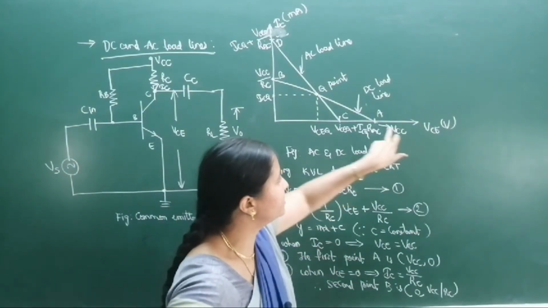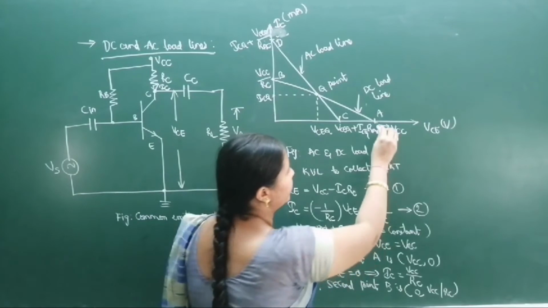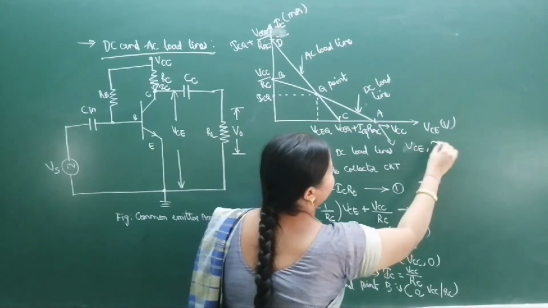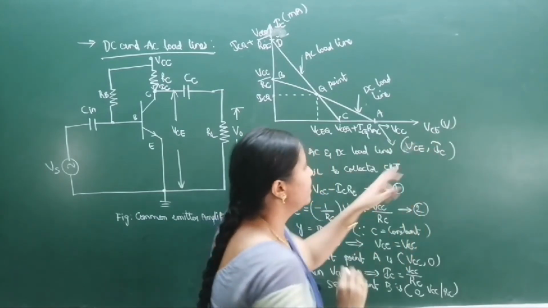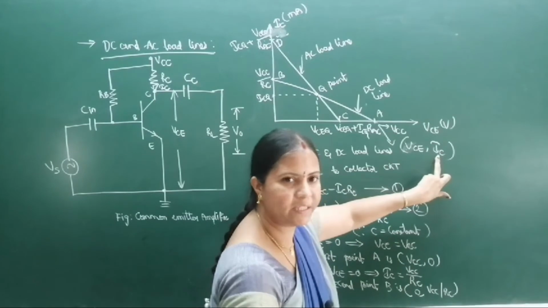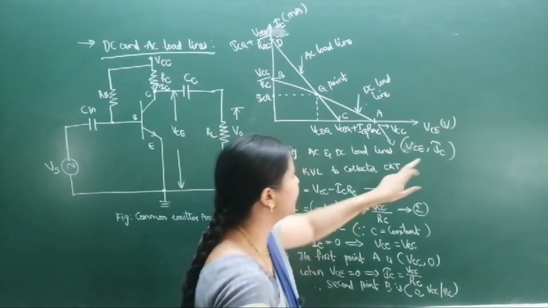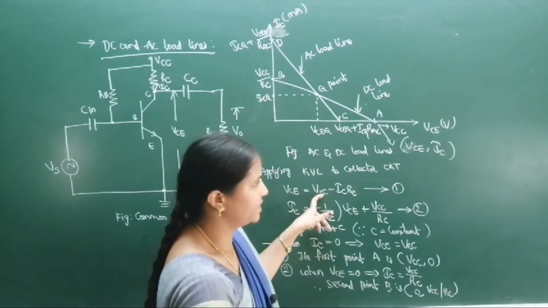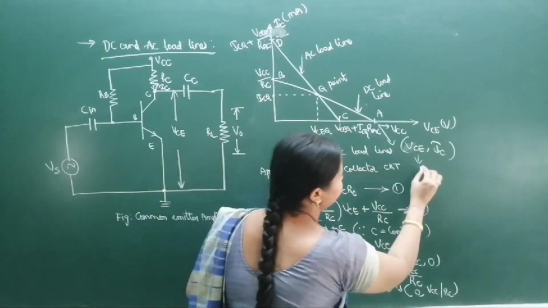This is the point on the VCE axis. So actually the point A is VCE comma IC. So in this equation we are placing IC equal to 0. If you place IC equal to 0 in this equation, we are getting VCE equal to what? VCC. So that is nothing but here it is VCC.